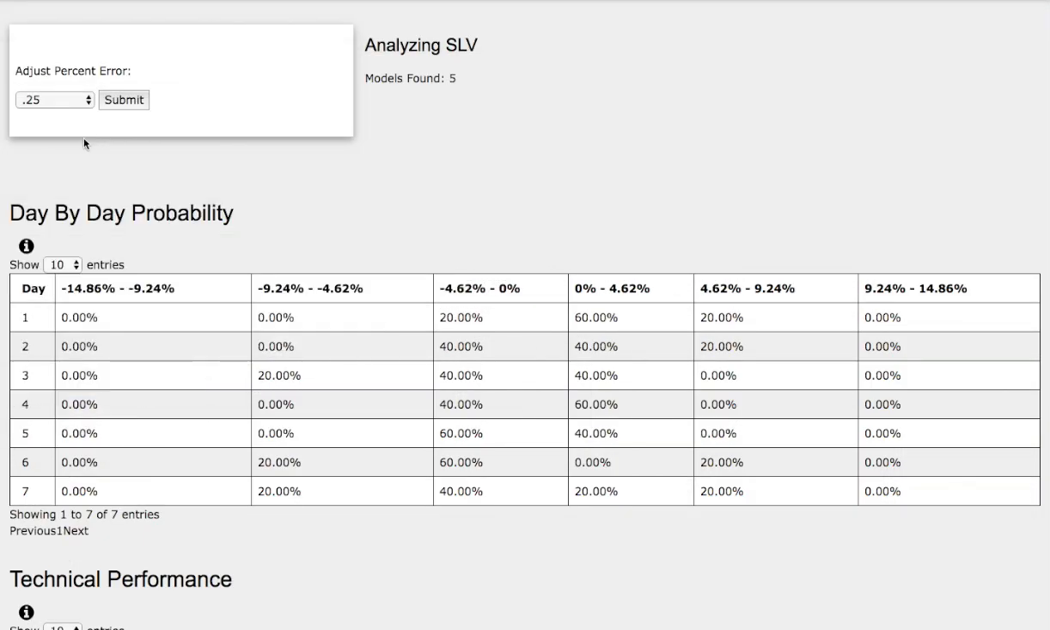So now let's examine the day-by-day probability model for silver futures. On to the upside, we have a 20% chance for silver to climb higher between 0 to 4.6%. And on the extreme case, we have a 20% chance for silver to climb between 4.6% to 9.2%. And to the downside, we have a 40% chance for silver to fall between 0 to negative 4.6%. And on to the extreme case, 20% chance for silver to fall between negative 4.6% to negative 9.2%.